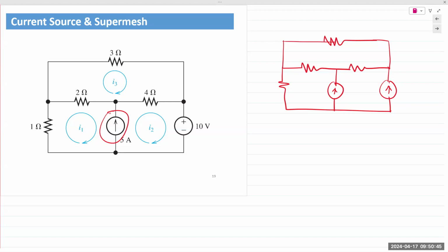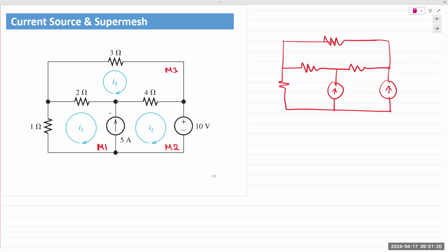Okay, so let's try this. M1, M2, and M3, and corresponding mesh currents I1, I2, I3, right? So if you apply KVL in mesh 1 or mesh 2, we cannot do anything with that current source. Again, KVL is summing up the voltages, so we don't have the voltage across the current source. Similar to the node voltage analysis method, this is a shortcut.